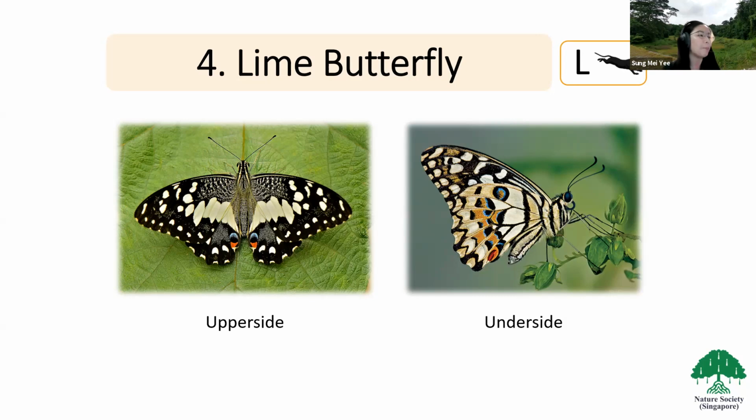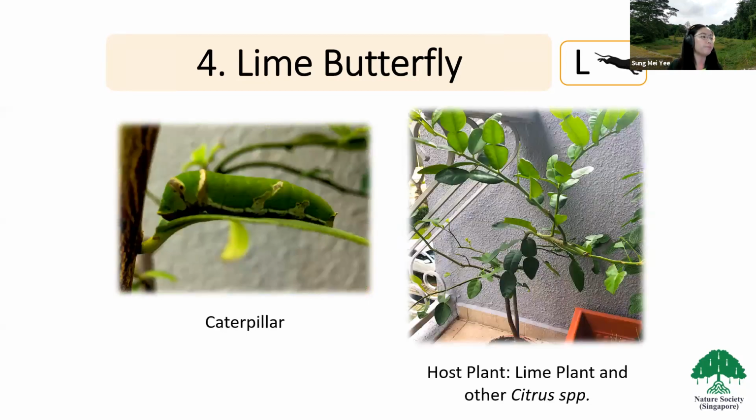Over here I'm showing the upper side and underside of the lime butterfly because it looks a little bit different. If you ever come across a butterfly and you are looking at its underside and it looks foreign, it doesn't look familiar to you, then just wait for it to open its wings, because sometimes you might recognize the upper side instead. The upper side and underside can look different. And here is the caterpillar of the lime butterfly. As the name suggests, its caterpillar host plant is the lime plant, which is a type of citrus plant.